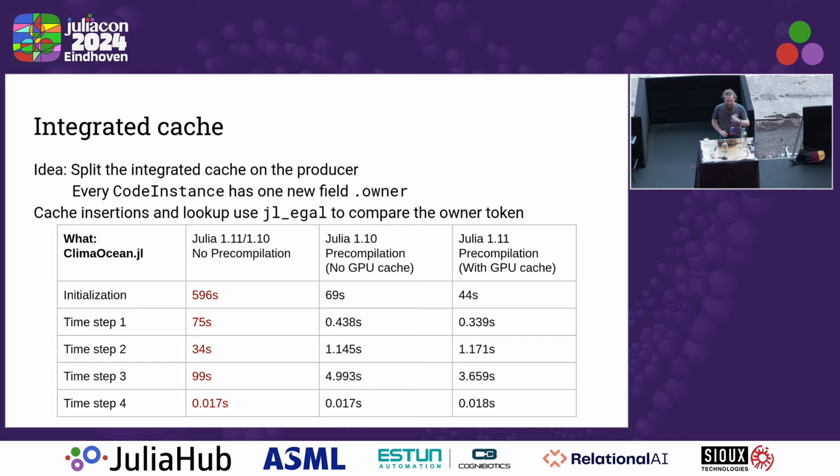On the left side here, the red numbers are if you just run in the REPL on either 1.10 or 1.11. If you sum this up, it's 13 minutes or something like that, and it's ridiculous. This is an ocean simulation. It has a lot of different small GPU kernels. If you actually use package images and do pre-compilation with SnoopCompile, the situation improves dramatically. But we are still talking about more than a minute to actually get going. And then when we enable the GPU cache, we slice off a good chunk of that time. We go from 69 seconds to 44 seconds, which is a good improvement. But the question is, can we go lower? What are we spending our time on now?